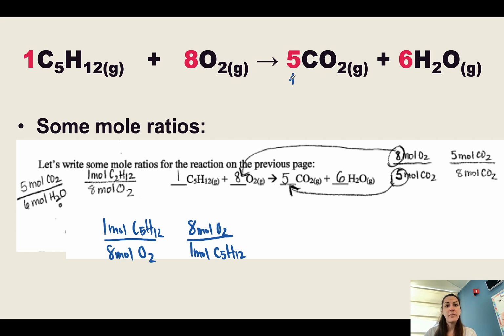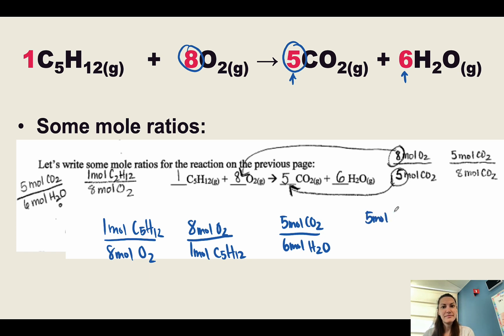For example, between carbon dioxide and water, I know that there's 5 moles of carbon dioxide for every 6 moles of water. There's 5 moles of carbon dioxide to every 8 moles of oxygen. And so basically, you can show the relationships between any of these reactants and products with your balanced equation because you're just relating the coefficients, the mole ratios.